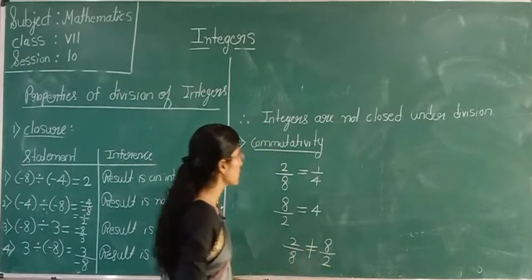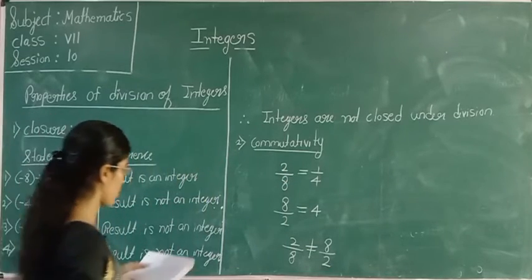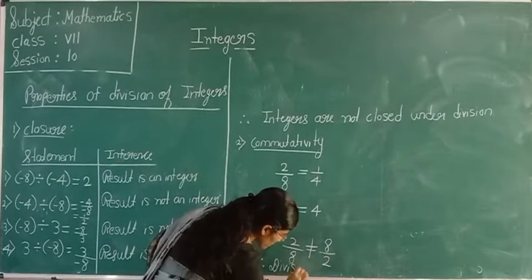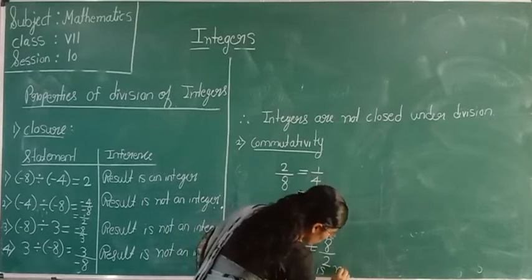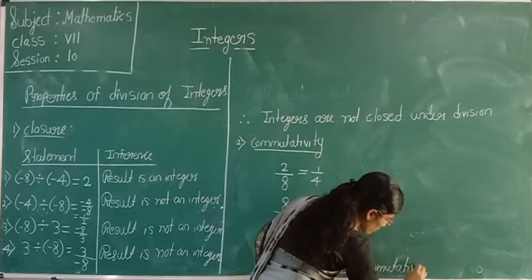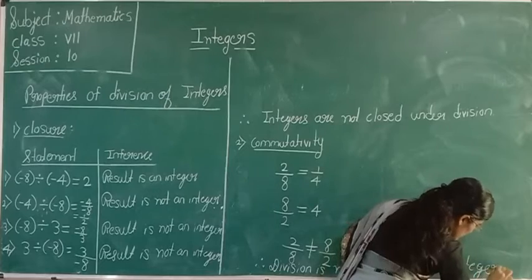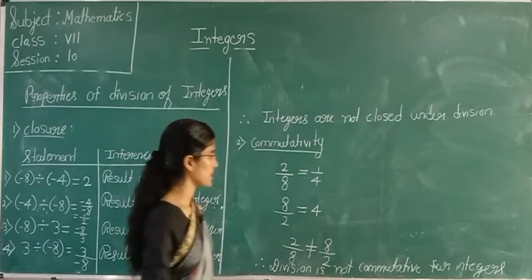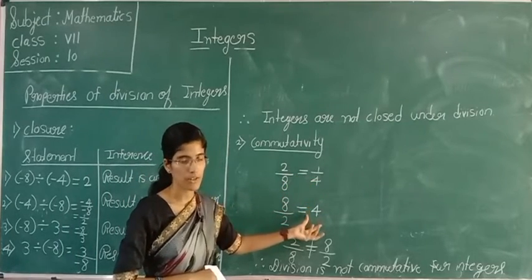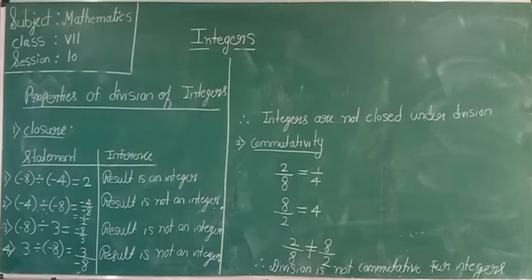Therefore, what we can tell is, division is not commutative for integers. Yes or no? Here we are getting different answers. So next is the third property we will see now.